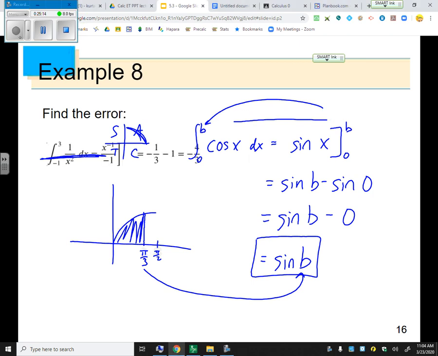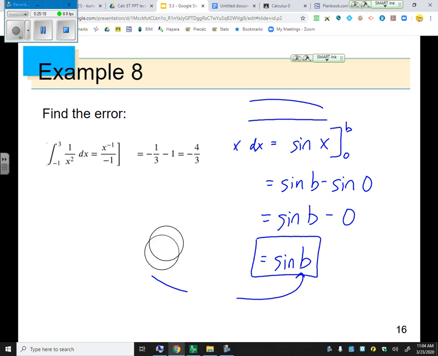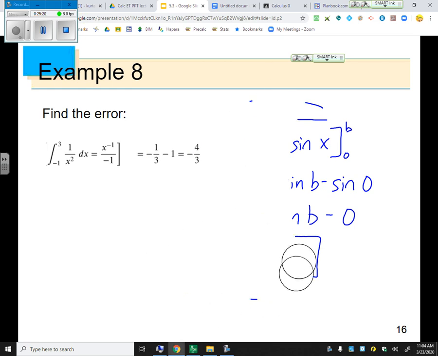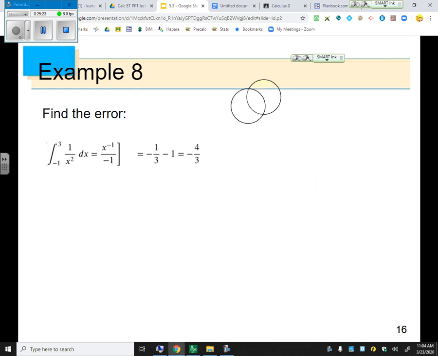All right, for real, I'm going to let you have this one. I want you to rework this problem, find the error that they have, and then work it correctly.